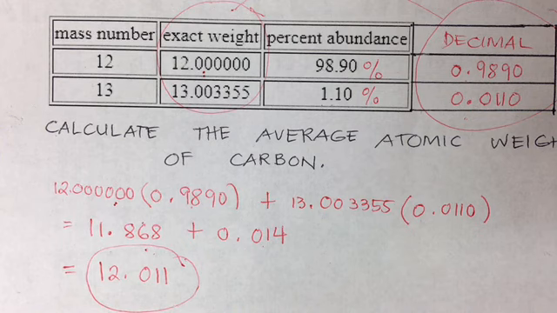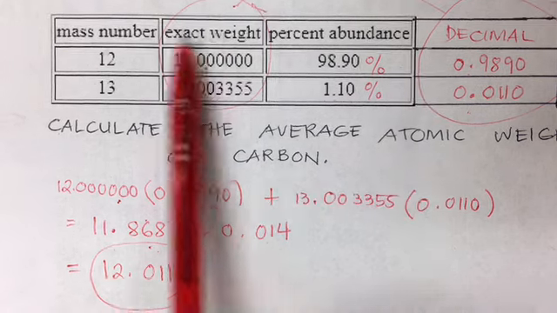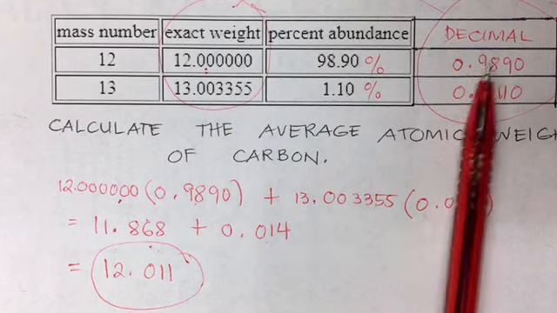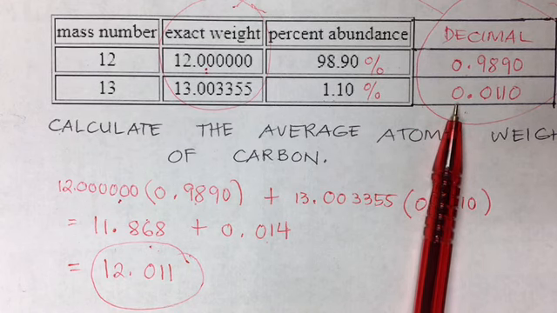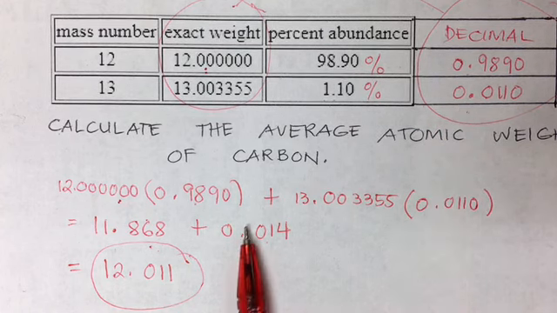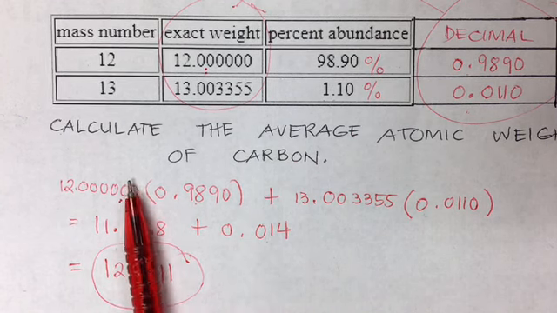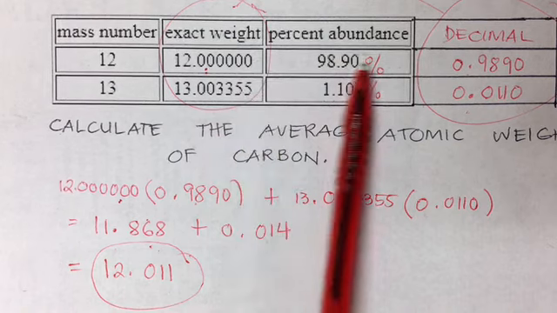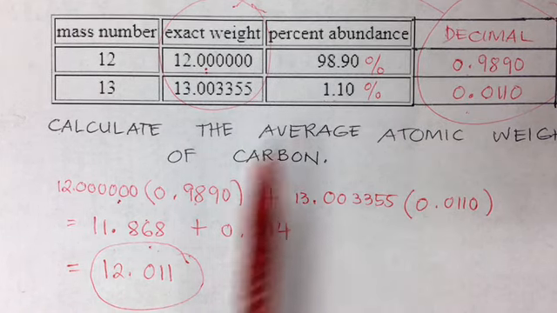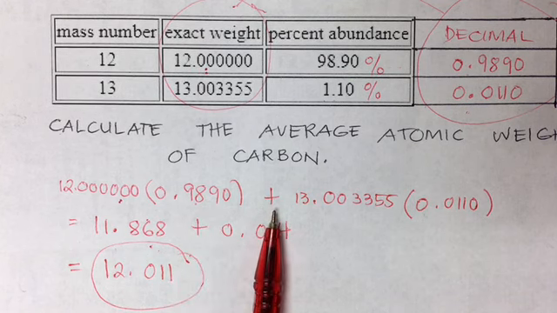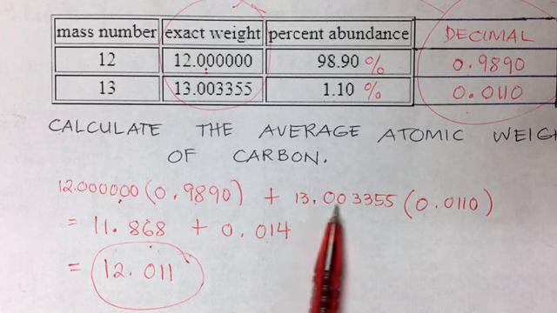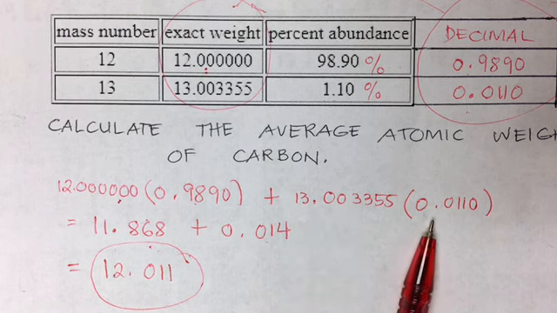So let's summarize again the process that we did in order to calculate for the average atomic weight. With the given of all the isotopes, we converted first the percent into decimal by dividing by 100, and then right after that you go to the calculations. You now multiply the exact weight of every isotope to its percent abundance in decimal. Then the next isotope, you need to add it, the same thing, add it to the product of the exact weight times the decimal percent abundance.